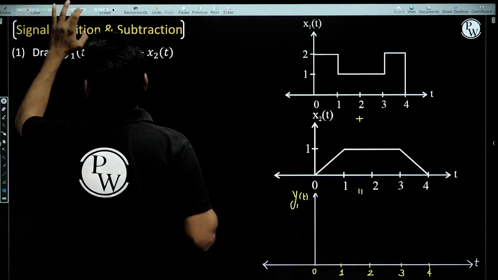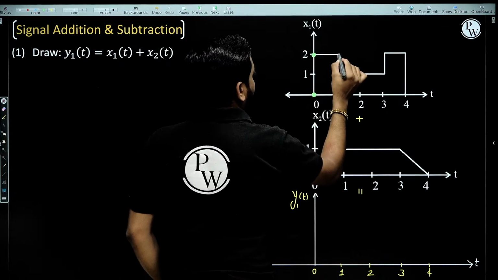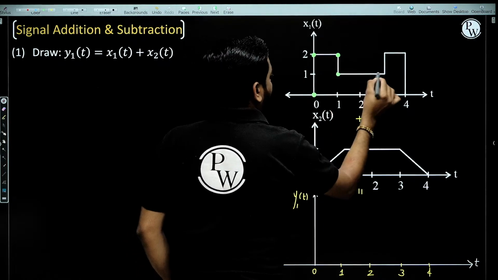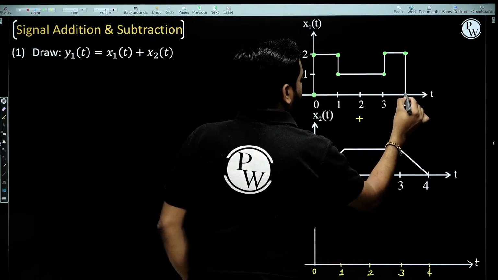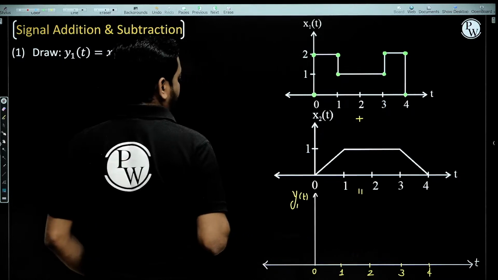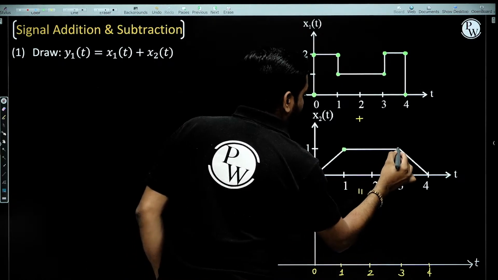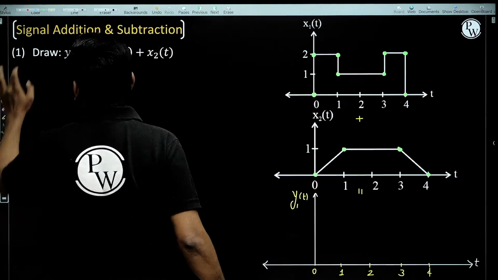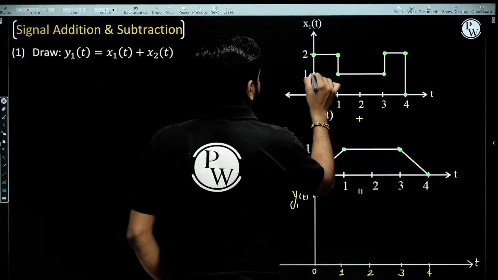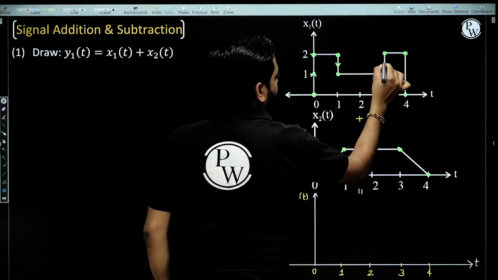Now mark all the amplitudes guys. At a sudden change you have to consider both the amplitudes. Here this amplitude, here, correct, like this, sudden change here like this.